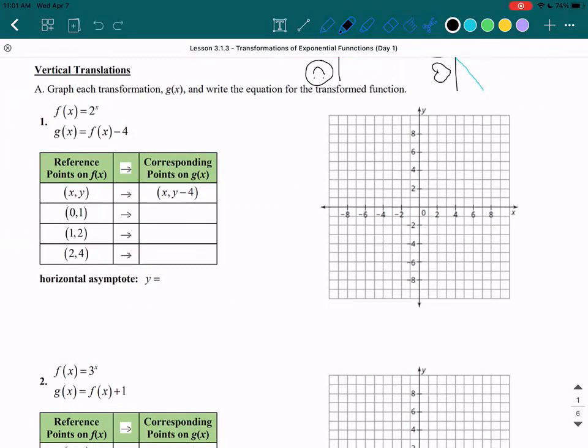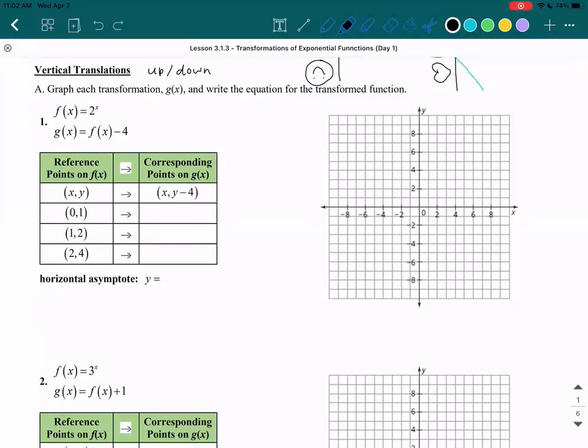So what is a translation? It's literally moving the graph left, right, up, down. But if it's vertical, it's just moving it up, down. So literally just taking your graph and moving it up or down. So over here, it says g of x is equal to f of x minus 4. So notice that the minus 4 happens outside of the parentheses. Anything that happens outside the parentheses is a vertical something. In this case, since we are subtracting 4, this is a vertical translation.